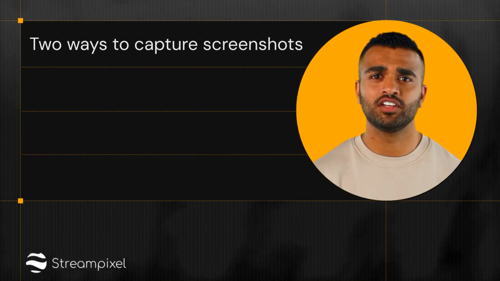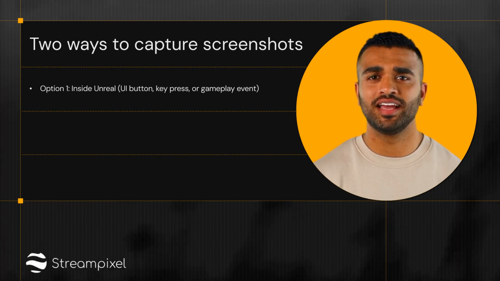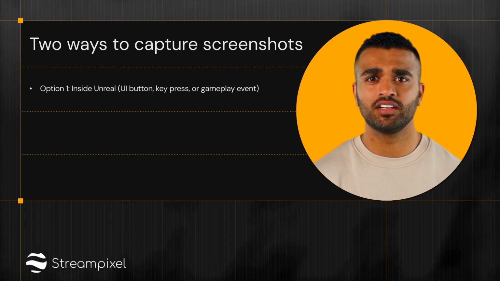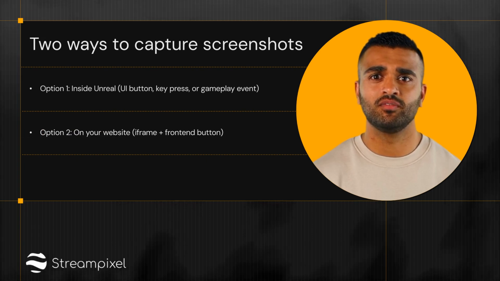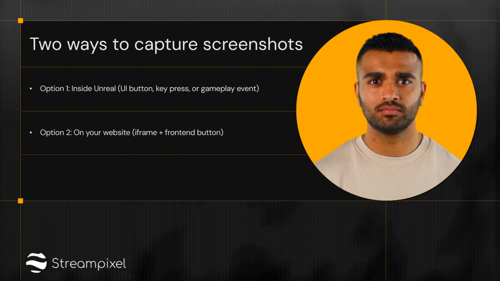There are two ways to use the screenshot feature on Streampixel. Option 1 is to trigger it from inside Unreal. This could be through a UI button or really any gameplay event you choose, like a key press, a trigger, or a specific in-game action. It depends on how you want to design your experience. Option 2 is to trigger it from your website or front end, letting users capture screenshots directly outside Unreal.